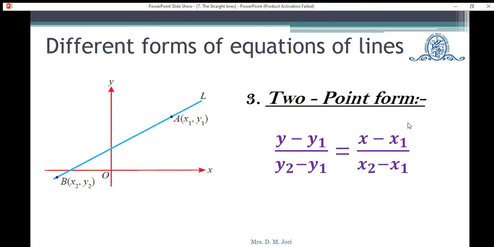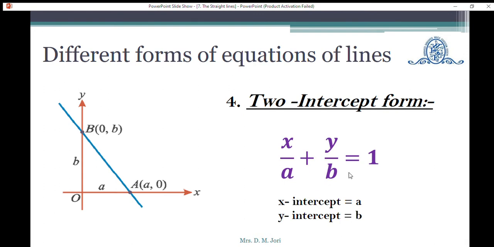Next one is 2-point form. If two more points are given other than that fixed point x comma y, if their coordinates are given, then by using 2-point form we can find equation of that straight line. So this is the 2-point form, y minus y1 upon y2 minus y1 equal to x minus x1 upon x2 minus x1. Use that formula of 2-point form and find equation of line L.